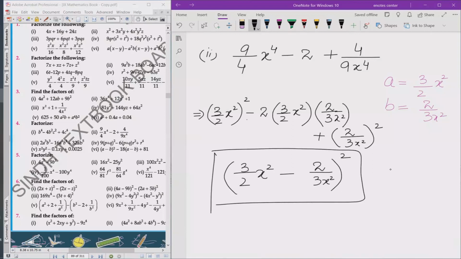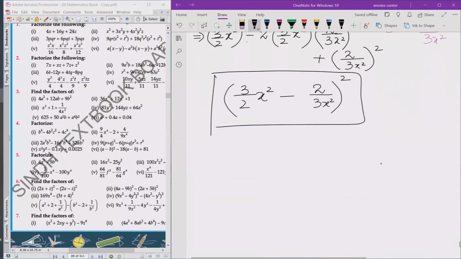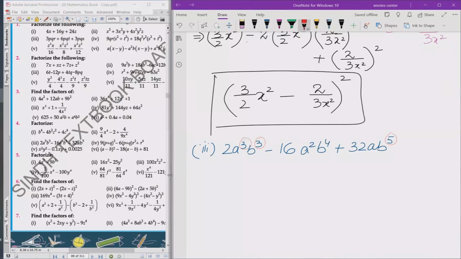And question number 3 is similar to question number 1, so you can solve it very easily. Now we have, okay, one remaining thing. Question number 3 is a little bit different. So first we will solve this question. Here we have 2a b cube minus 16 whole square b to power 4 plus 32a b 5. Now here is a trick: you have an odd number in this term, and an odd number cannot be a square.